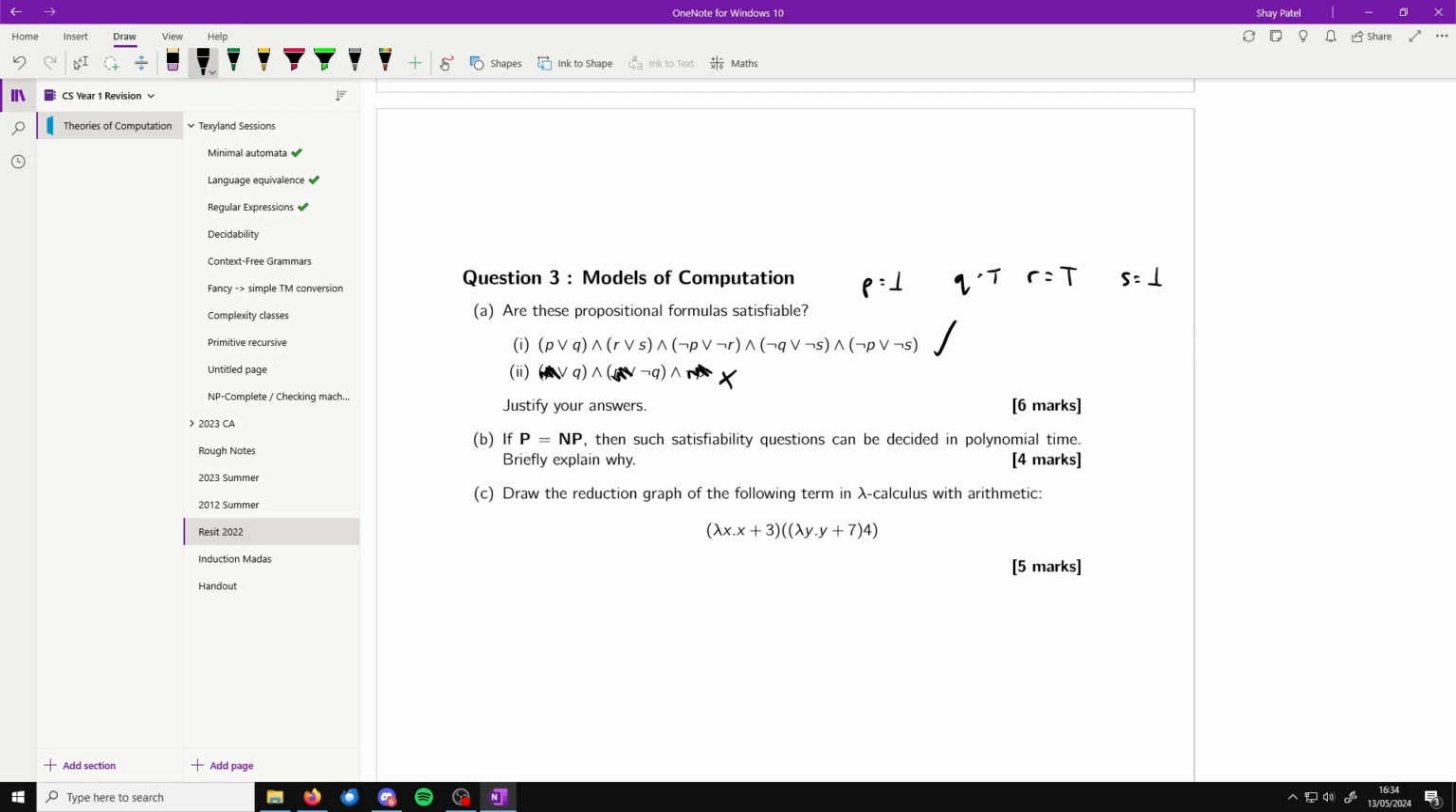Brute force, I guess it is. If you get something like this, get ready to use up a page of zeros and ones. Okay, B. If P equals NP, then such satisfiability questions can be decided in polynomial time.